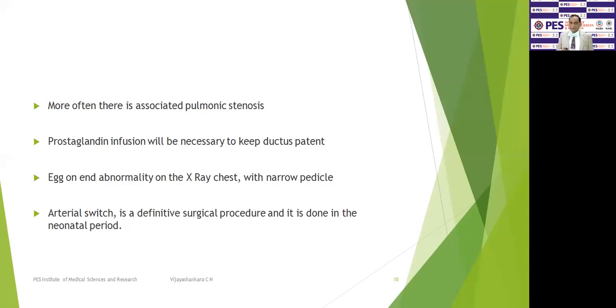There is an egg-on-a-string abnormality on the X-ray with a narrow pedicle, because usually the aorta and pulmonary artery are side by side, whereas here they are in anterior and posterior positions. So when you take an X-ray, the pedicle becomes narrow, whereas normally it is wider. So when you see a narrow pedicle and an egg-on-a-string view of the heart, then you know that you are dealing with a transposition of the great arteries.